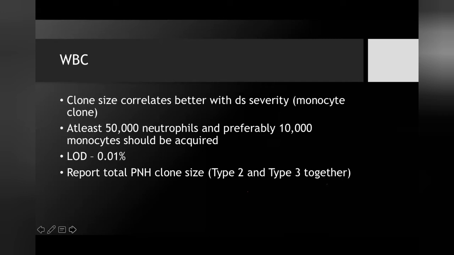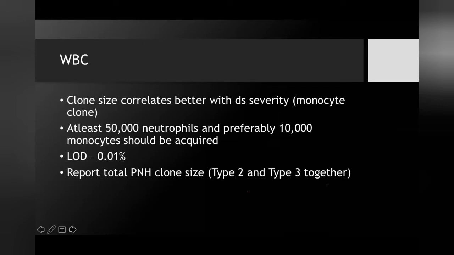Next, please. So coming on to the WBC reporting, the clone size correlates. Remember, the WBC clone size will correlate better with the disease severity instead of the RBC clone size, and especially the monocyte clone. Again, you should acquire at least 50,000 neutrophils and at least 10,000 monocytes before you give a report. And the limit of detection here is again 0.01%.